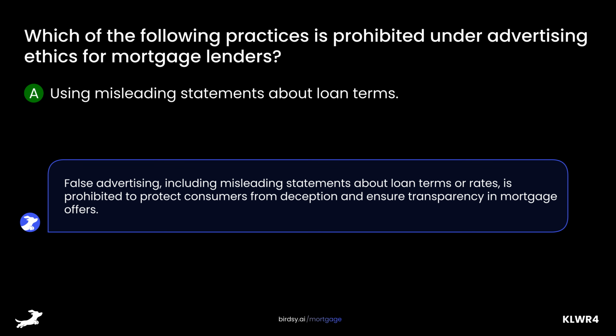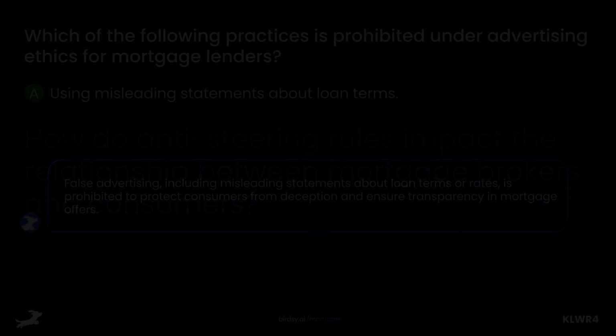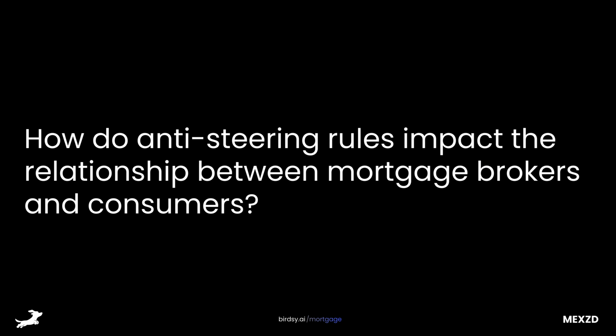False advertising, including misleading statements about loan terms or rates, is prohibited to protect consumers from deception and ensure transparency in mortgage offers. How do anti-steering rules impact the relationship between mortgage brokers and consumers?